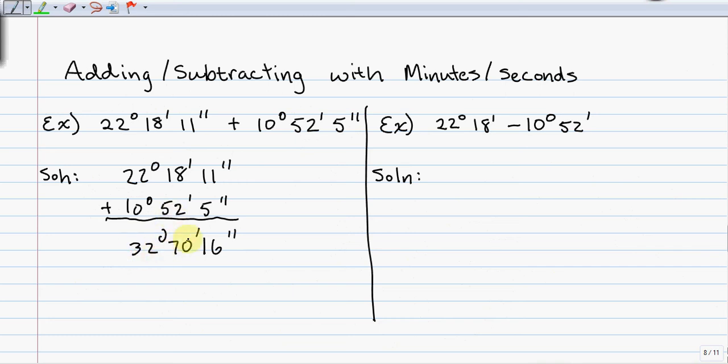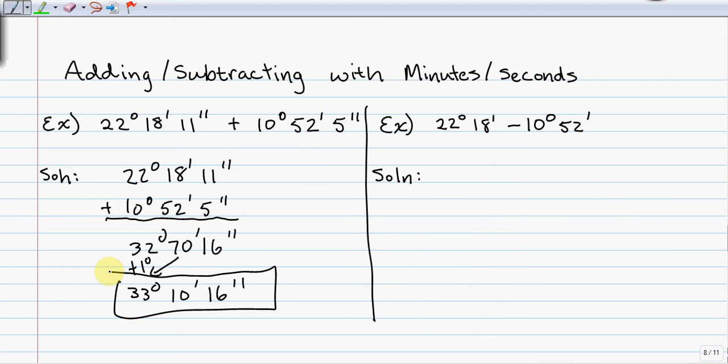Okay? Now, just like you wouldn't say it's 1 o'clock and 70 minutes, okay, what you would do is you'd carry 60 of these minutes over, and 60 minutes would become 1 degree. So I'm going to subtract 60 from 70 and add 1 degree. So this is going to become 33 degrees. And again, it takes 60 minutes to make up that 1 degree. So I subtract 60 from 70 and I get 10 minutes left. Okay? And the 16 seconds are just left over. So overall, we have 33 degrees, 10 minutes, and 16 seconds.